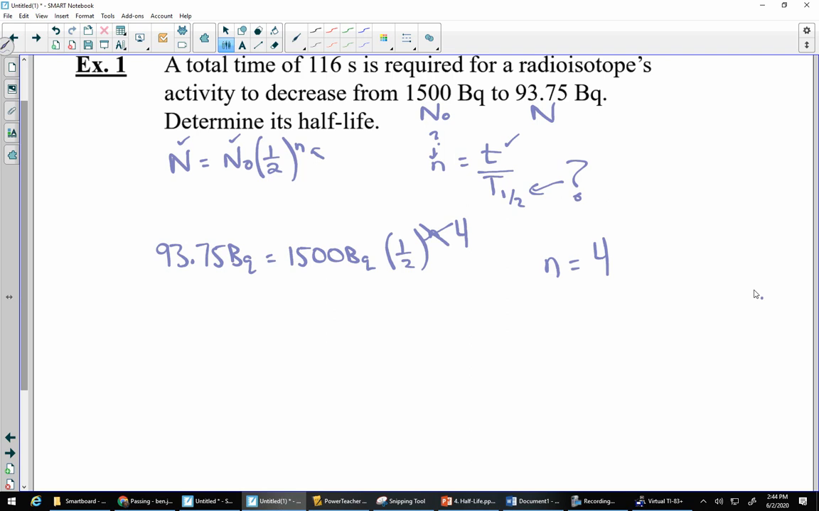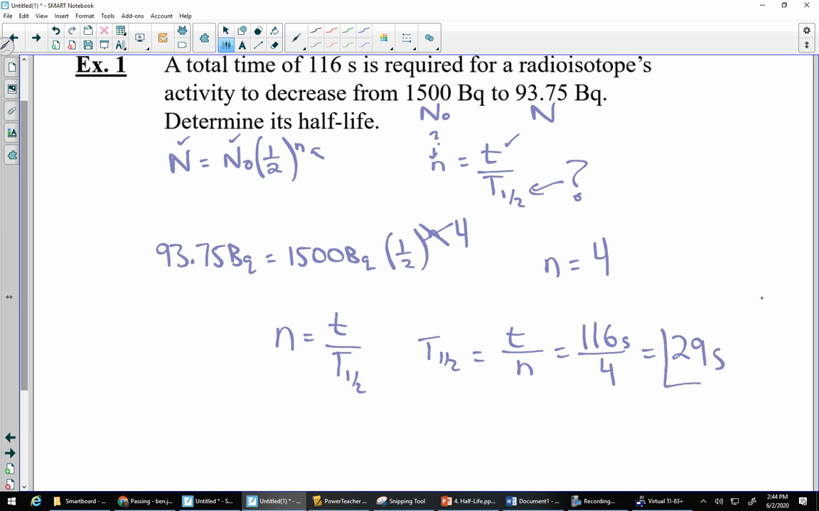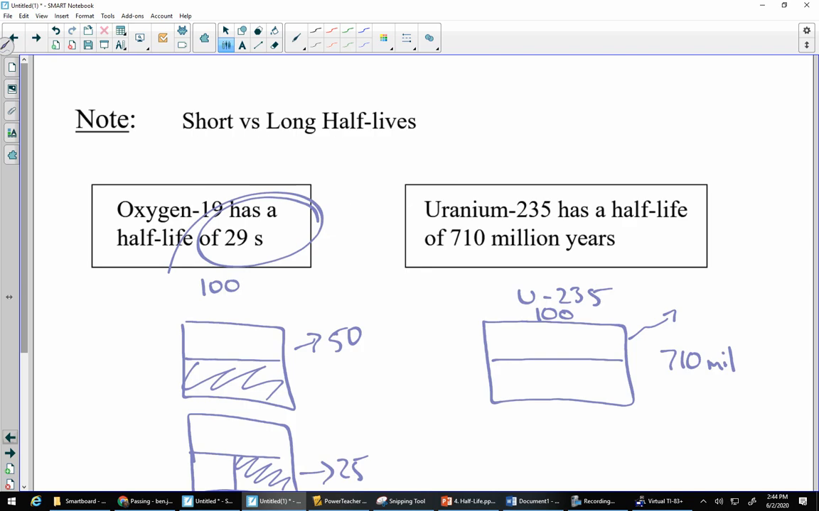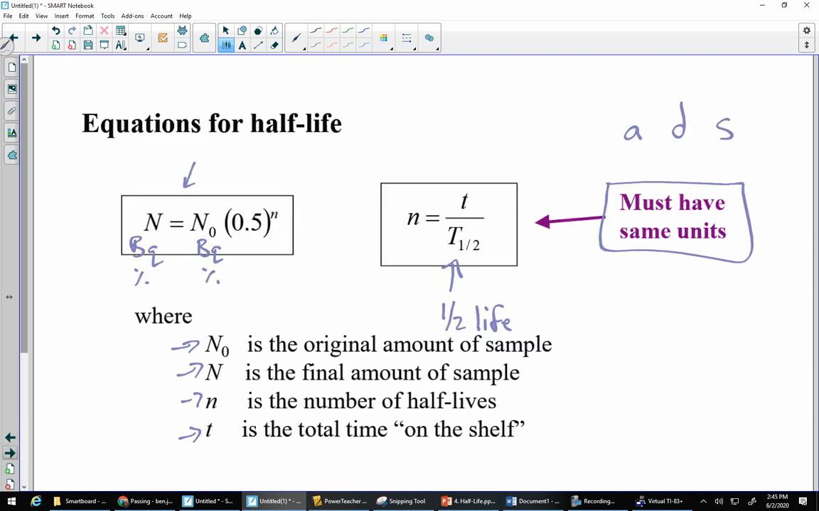Cool. From here, we just say n is equal to t over t 1/2. I'm looking for t 1/2, or my half-life. So it's going to be my total time divided by the number of half-lives. 116 seconds divided by 4. I believe that works out to be 29 seconds. And you could probably even identify that as oxygen, what was it? Oxygen 19, I think was the example from before. I better go back and have a quick look. Yes, oxygen 19, cool. Good stuff.